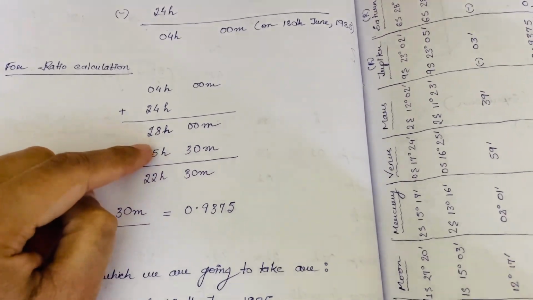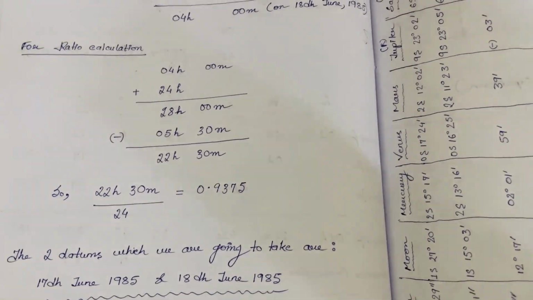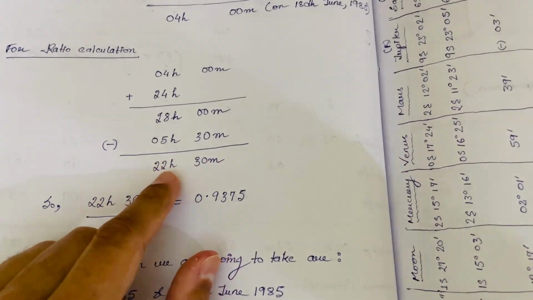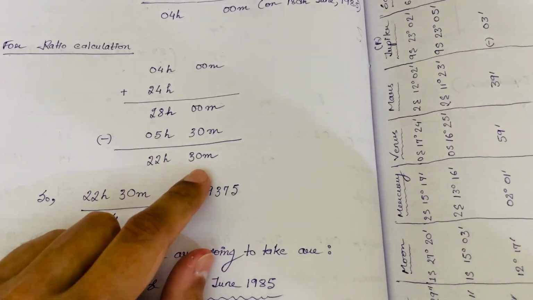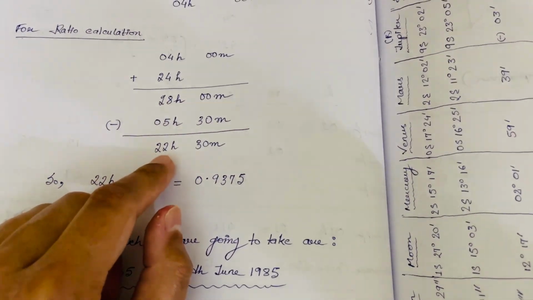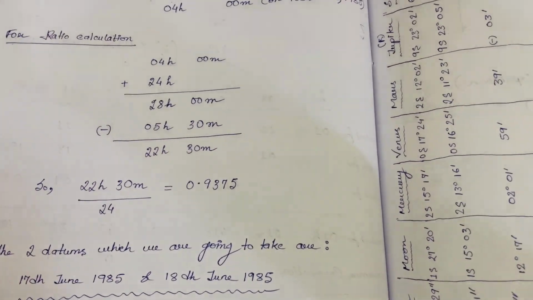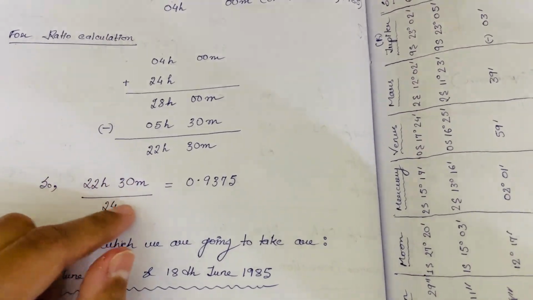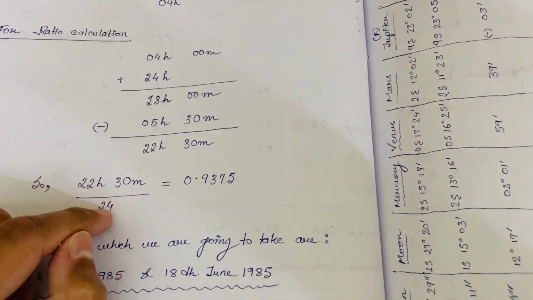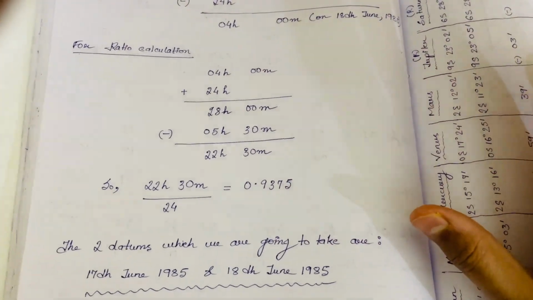Now you subtract the ephemeris time of 5 hours 30 minutes. That is our usual mathematical calculation step that we follow for the ratio calculation in order to get our numerator value. So 28 hours 00 minutes minus 5 hours 30 minutes gives us 22 hours 30 minutes. This is our numerator value, and the denominator value will definitely be 24 hours. If you convert this simply into hours, 22 plus 30 by 60, divided by 24, you will get this decimal value. So this is the ratio value that you are getting.